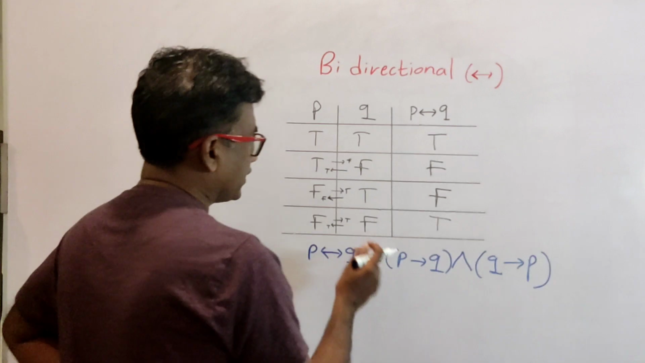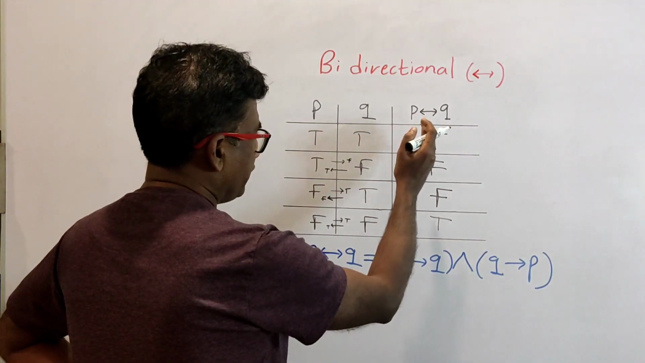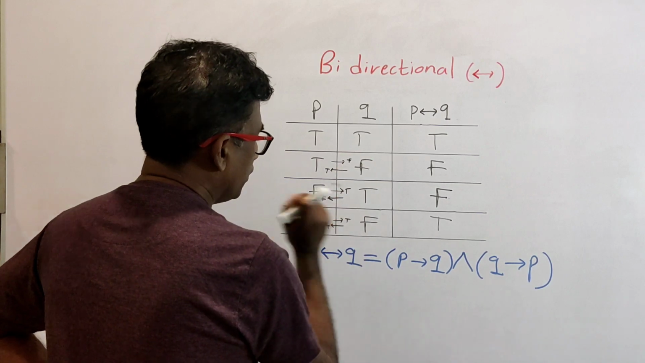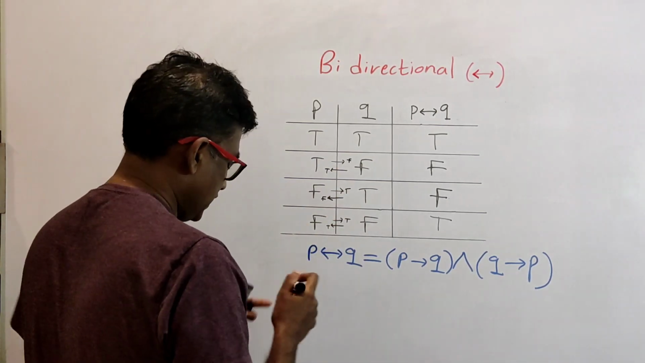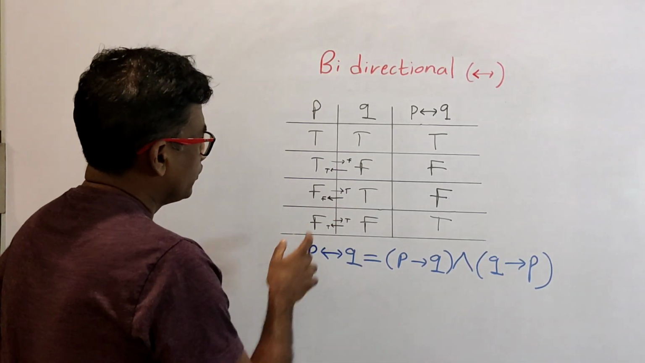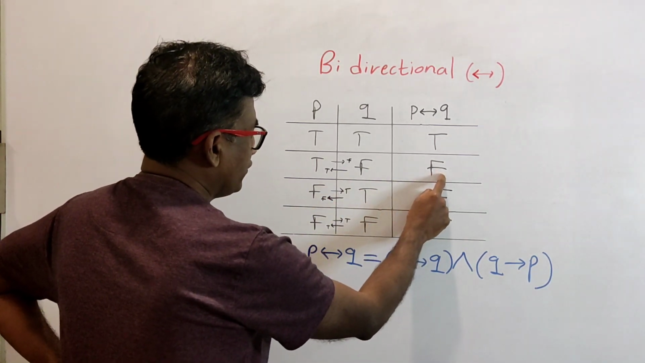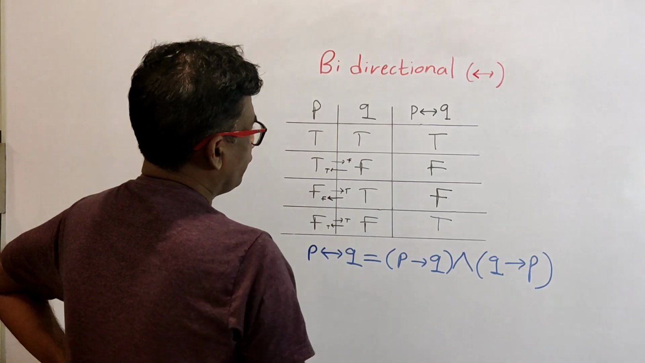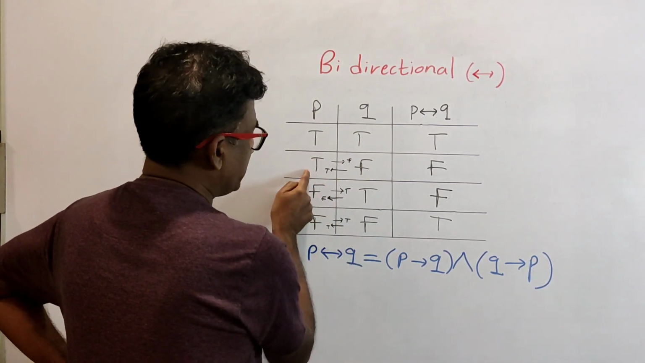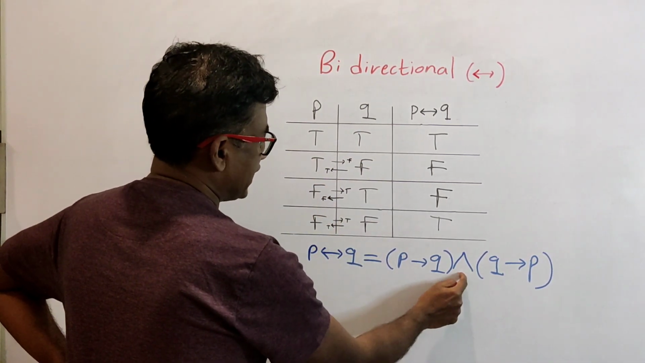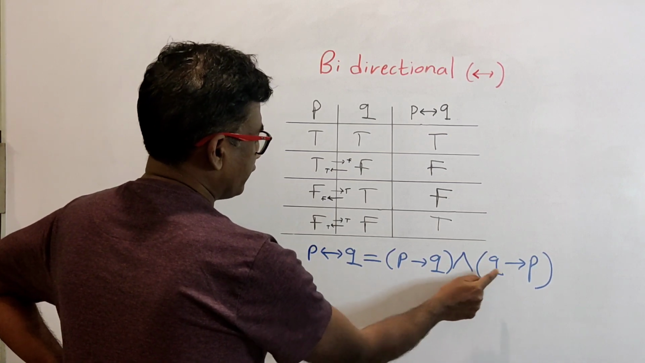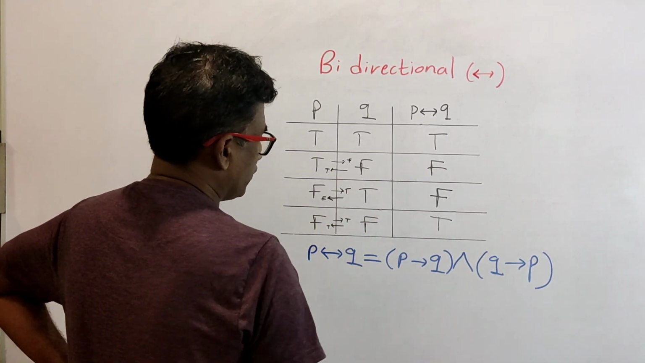So the only instance where P if and only if Q is going to be true is when both are true or both are false. Again, I repeat, why is this false? Because P implies Q is false, but Q implies P is true. It's a conjunction, right? So one is false, one is true, it's going to be false.